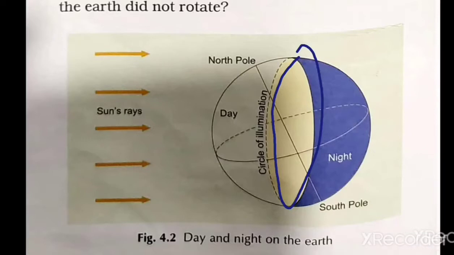As the earth moves from west to east, the dark half gradually faces the sun while the lighted half turns away from it. This is how day follows night. Can you guess what would have happened if the earth did not rotate? Because it is rotating, that's why we are experiencing the sunrise, the sunset, night. What would happen if the earth were a stationary object or did not rotate?